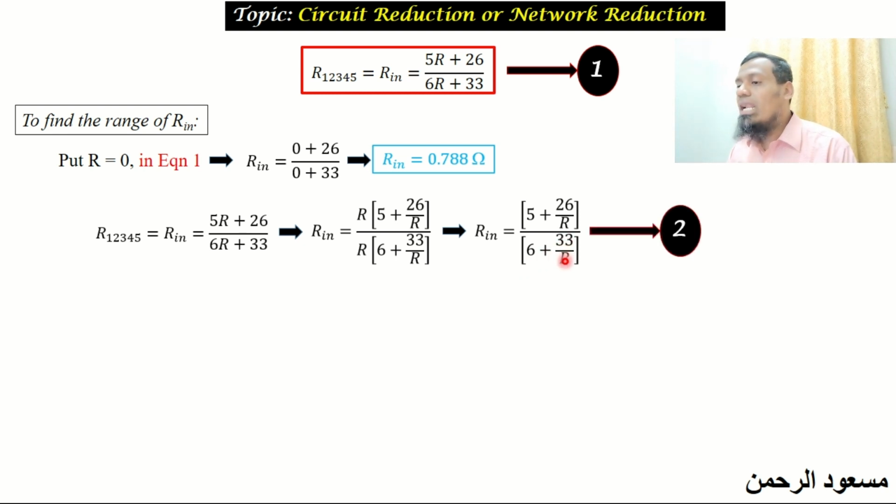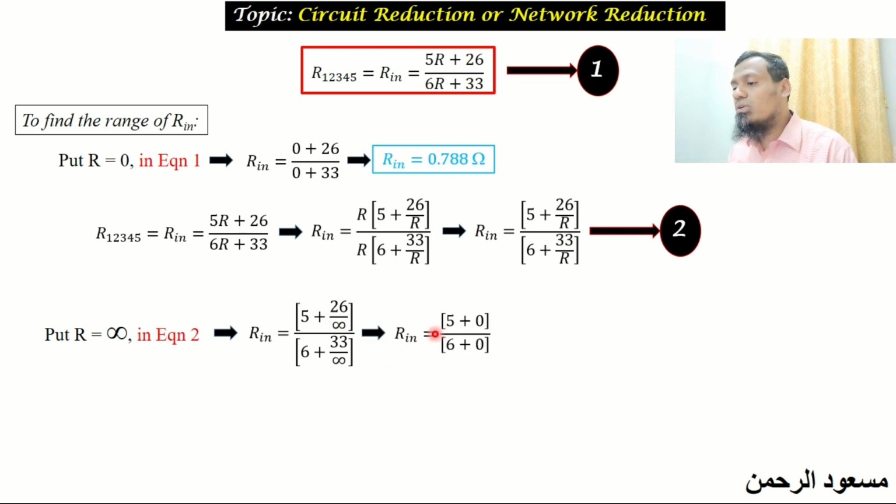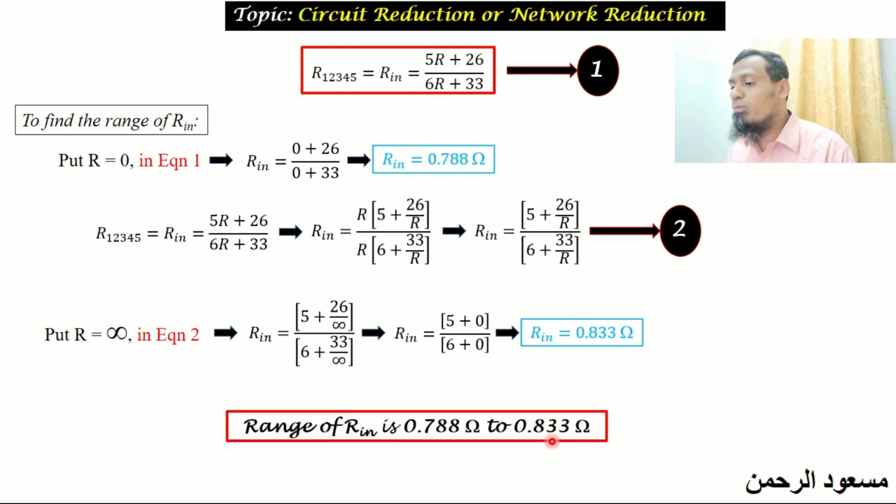To this equation, let me put the value of R, which is the maximum value I am going to substitute. Let me put the R value to be infinity in equation 2. Anything divided by infinity will become 0. So the equation will change as Rin equal to 5 plus 0 divided by 6 plus 0, which implies 5 by 6, through which you can calculate the value of Rin to be 0.833. So this is the range of Rin, with this the minimum most value and this the maximum most value. The range is between 0.788 to 0.833. This is the minimum and maximum value, or the range of Rin, between which it may vary.